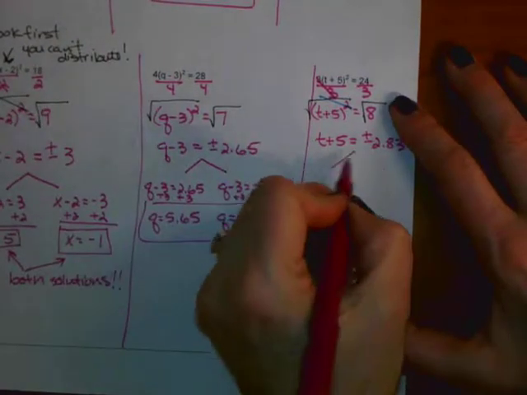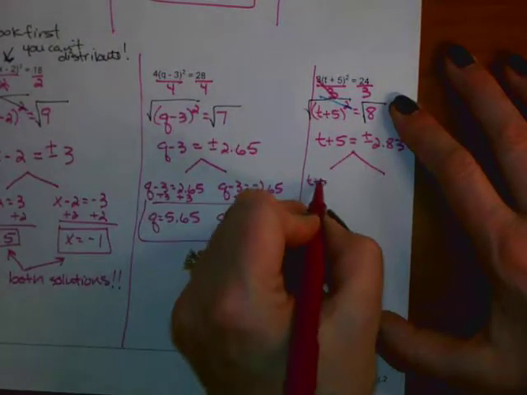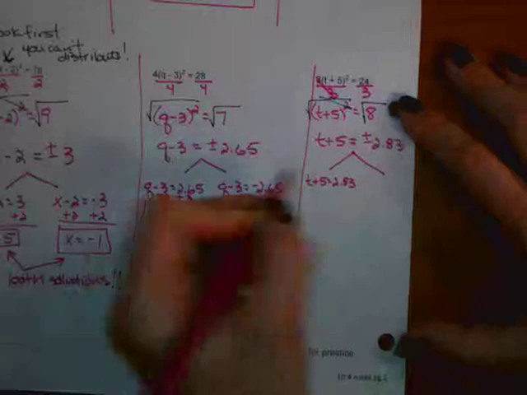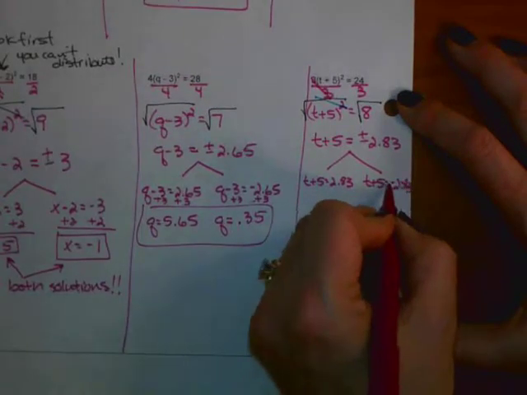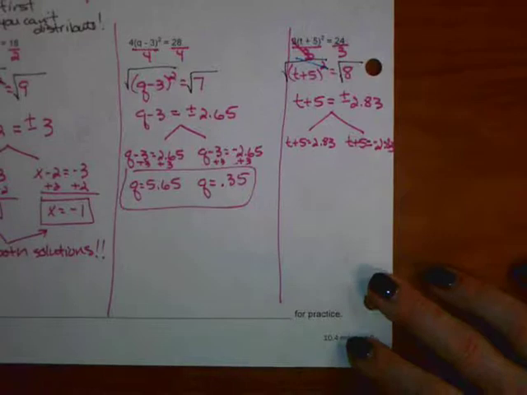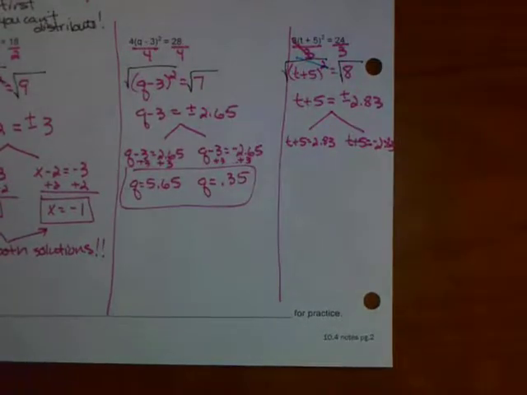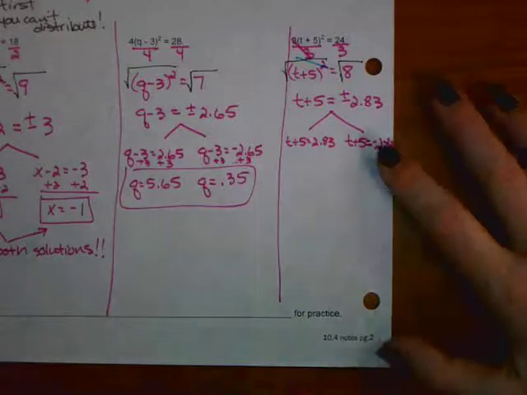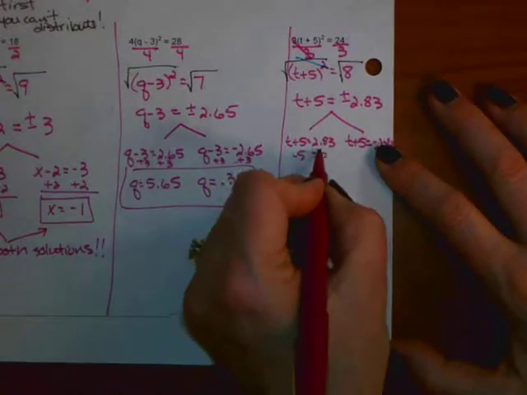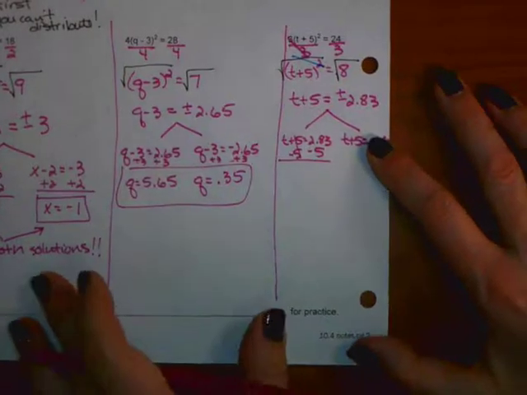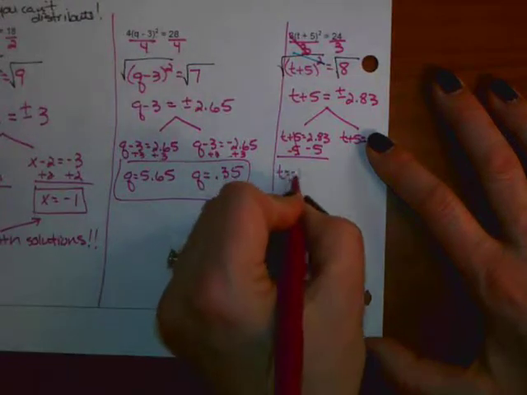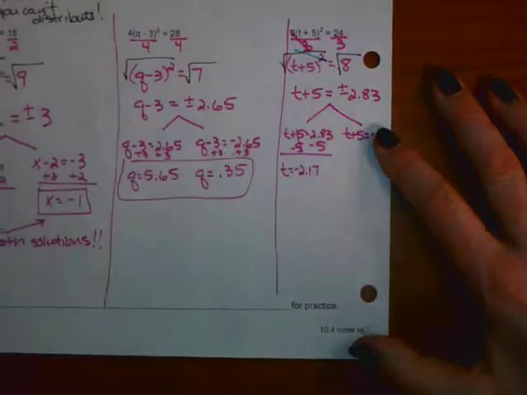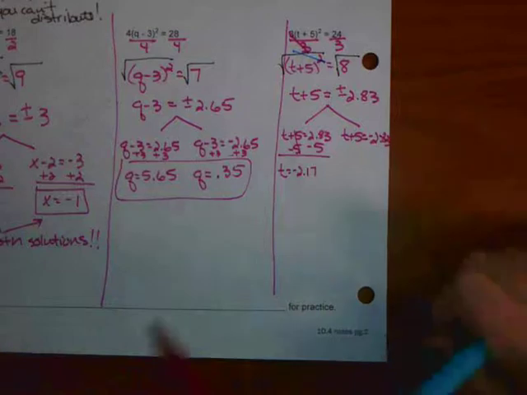Okay, then I'm going to split this up. There's not going to be a lot of room here. T plus 5 equals 2.83 positive, and t plus 5 equals negative 2.83. It's a tight squeeze. You can have 2 negative answers here, and that's okay. Subtract 5 from both sides. Okay, t equals negative 2.17 over there.